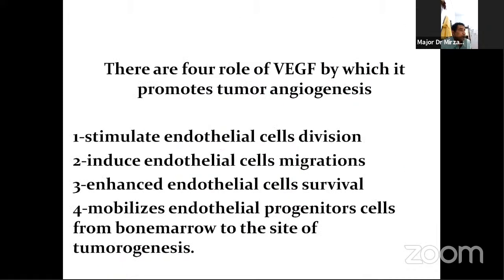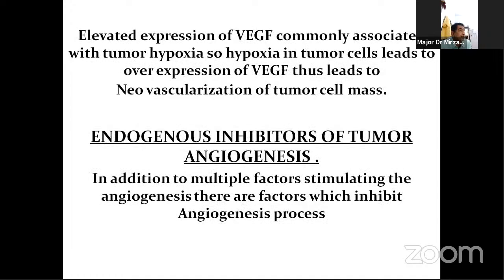There are four roles of vascular endothelial growth factor by which it promotes tumor angiogenesis. First, it stimulates endothelial cell division. Second, it induces endothelial cell migration from the parent venule to the tumor site. Third, it enhances endothelial cell survival. Fourth, it mobilizes endothelial progenitor cells from bone marrow to the site of tumorigenesis. Elevated expression of vascular endothelial growth factor is commonly associated with tumor hypoxia. So hypoxia and tumor overexpression of vascular endothelial growth factor thus lead to vascularization of the tumor mass.